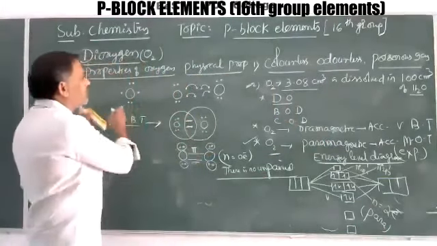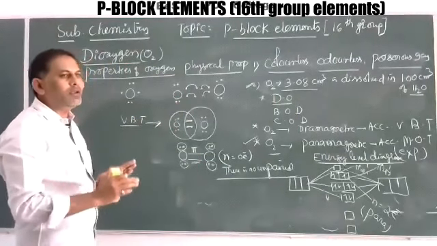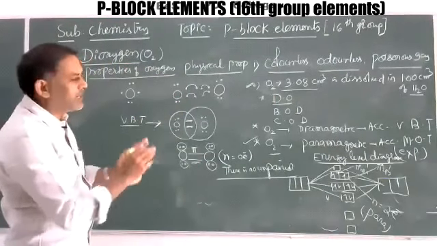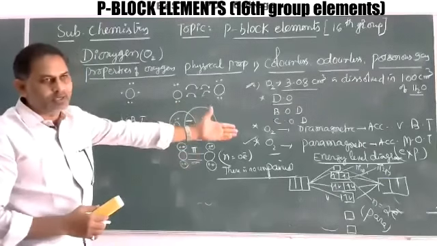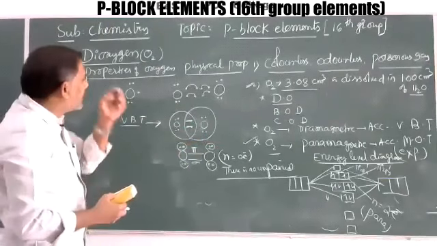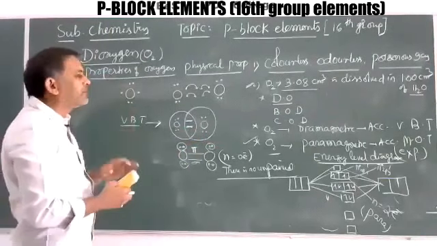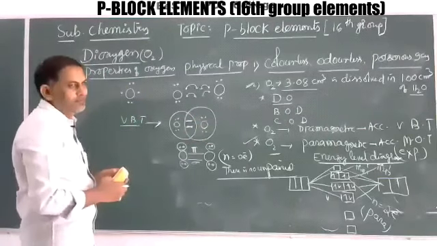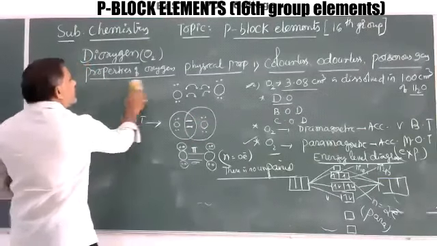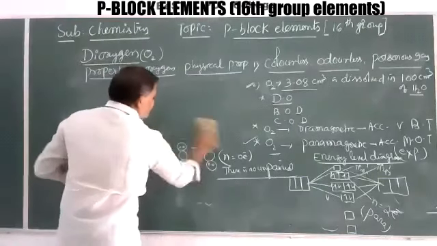Right now, the oxygen molecule is paramagnetic in nature. Don't take it as diamagnetic. It is experimentally proved. Okay. So these are some important physical properties of oxygen. Then next, some important chemical properties.